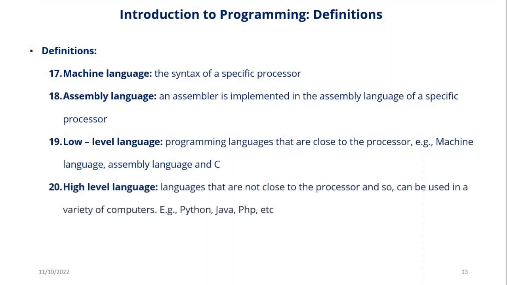High-level languages are languages that are not close to the processor. And because high-level languages are not close to the processor, they can be used in a variety of computers. For example, if you write a Python program, you can run it on almost any computer. It doesn't matter whether it's Intel Core i3, Core i9, Ryzen, whatever, Apple, Mac, it runs everywhere. Same as Java, PHP, etc. That is the advantage of writing programs in high-level languages.